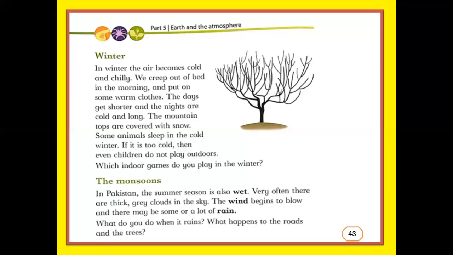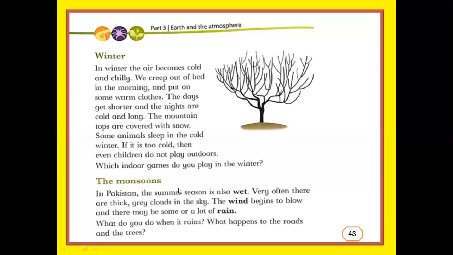Okay. Now, what about the monsoon? Monsoon is also, you cannot say it is one type of season, but it will come in summer. Because we know that the summer season is wet. Wet means in this season, in July and August, there is too much rain. So this is the rainy season, and this season is called monsoon.